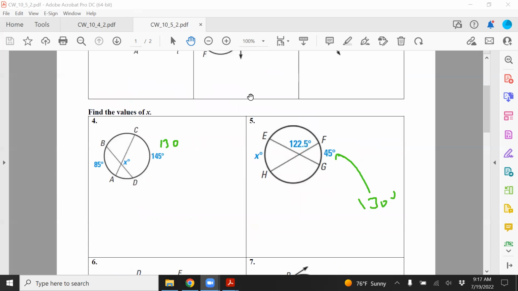For 5, what do you think this angle would be right here? Let me mark it up. What would this be right here, marked in green? How would I figure that out? How does it relate to 122.5? Right. I'll call it angle A. Thank you, Abby. Yeah, it has to have the 180.